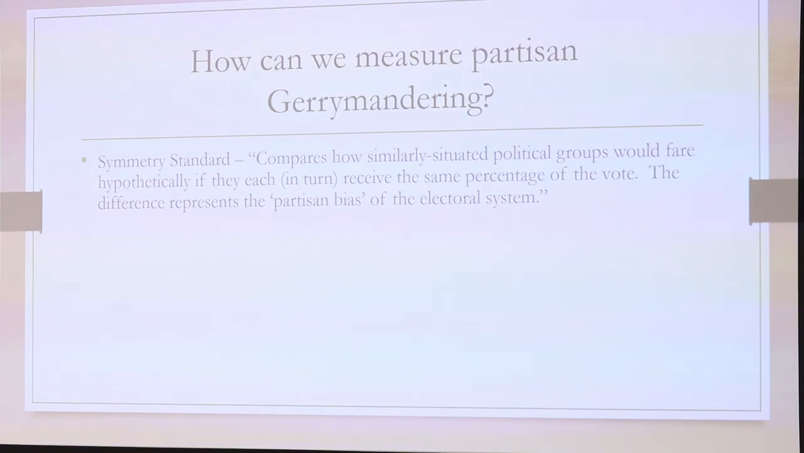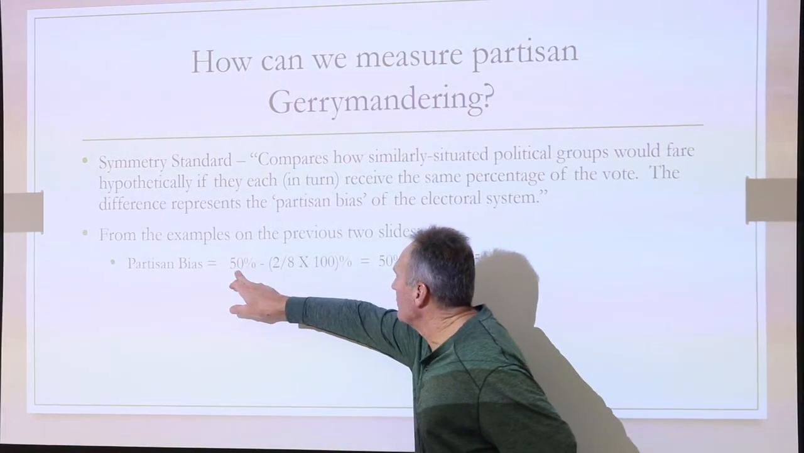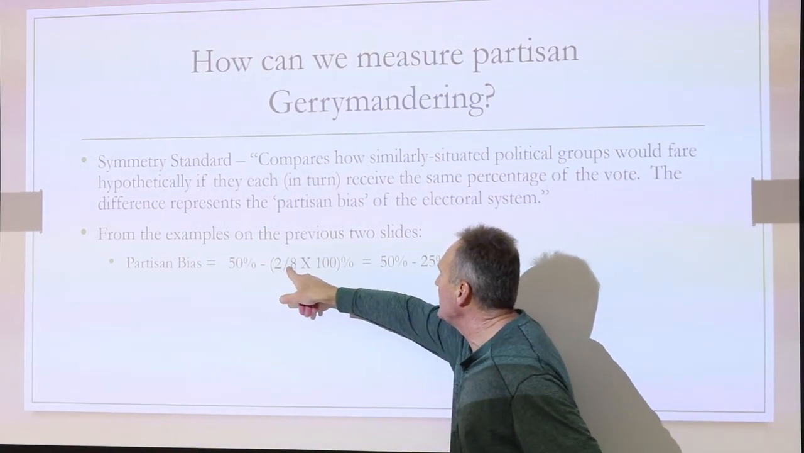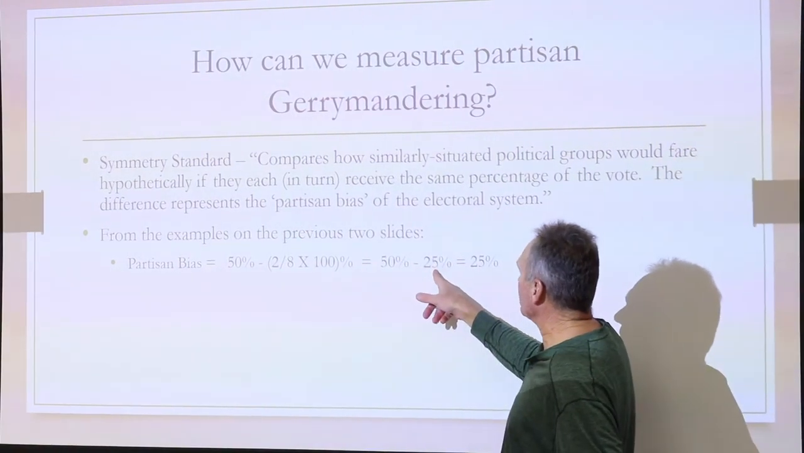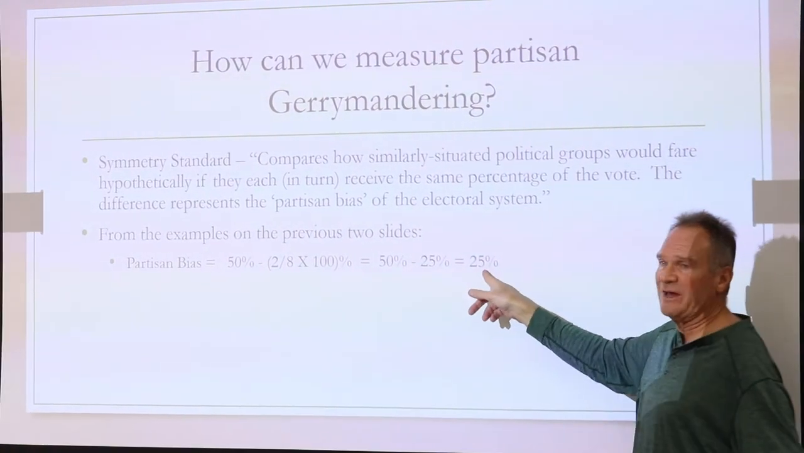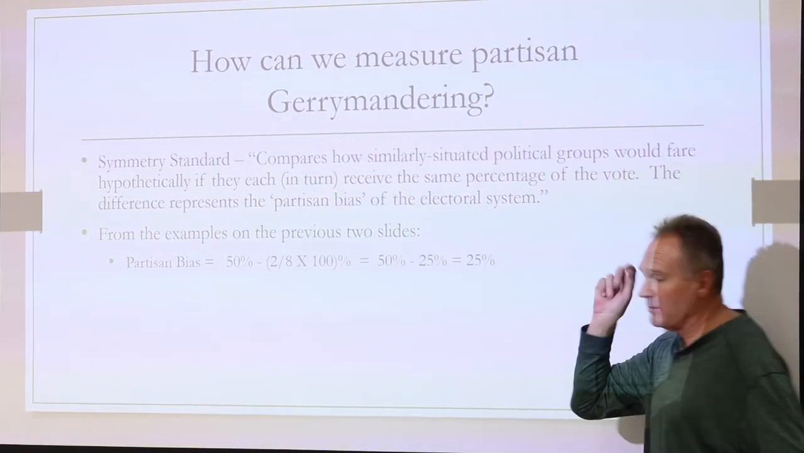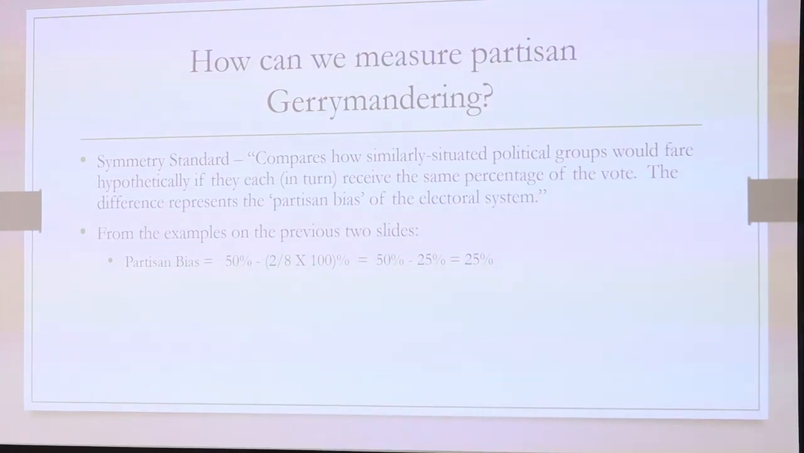And if you think about it, we had 50% of the vote, but the losing party only gleaned 2 out of 8 districts. In other words, 25% of the districts. So the measured partisan bias of that system of drawing districts exhibits 25% of partisan bias.